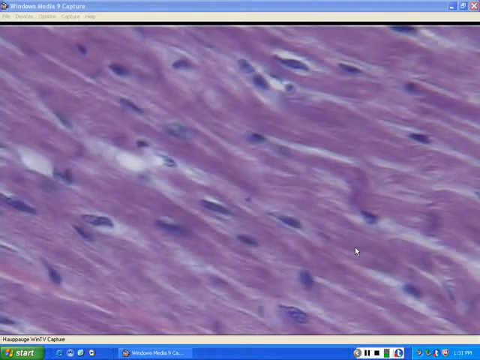Again, this tissue generally has one location in the body. This is found in the heart. One thing about this tissue is it does not regenerate, so once you lose heart muscle, it's gone. So this is a pretty unique thing. Of course, since it is only found in the heart, its function is to pump blood in and out of the heart.